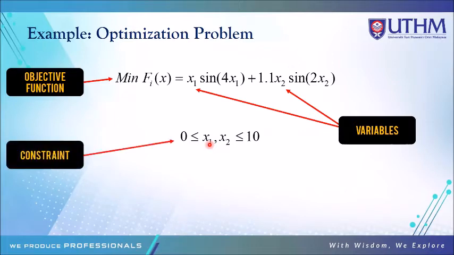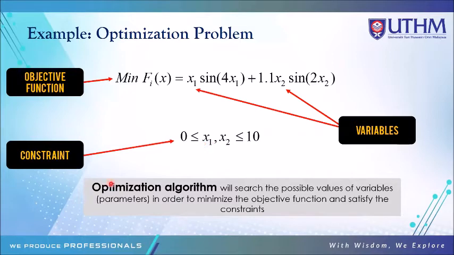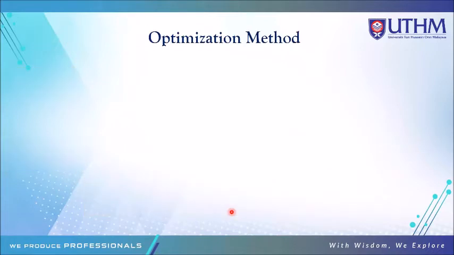Okay, this is the constraint. This is the overview. This is the fundamental optimization problem. So what is the task of the optimization algorithm? The optimization algorithm will search the possible values of the variables. We search the possible value of the variable within the limit, in order to minimize the objective function and satisfy all the considered constraints. That's the main task of the optimization problem. So this is the overview about optimization method.